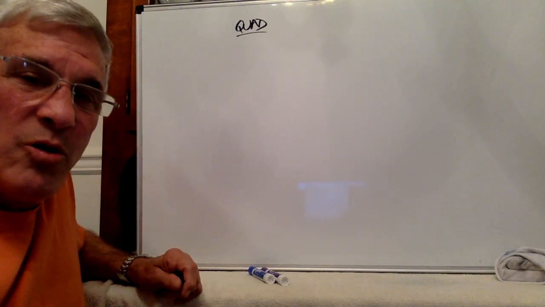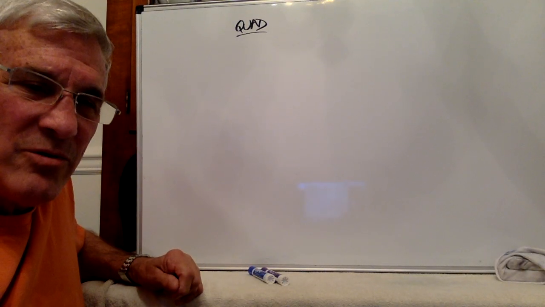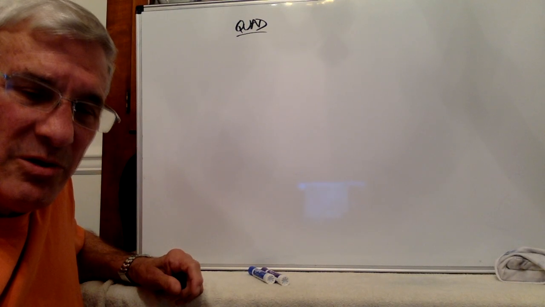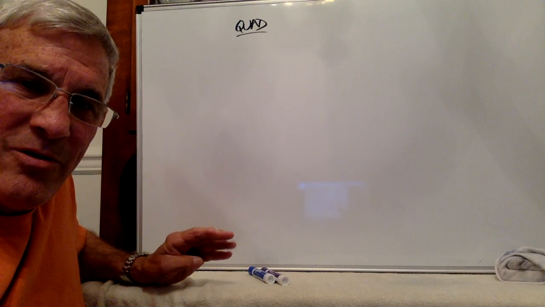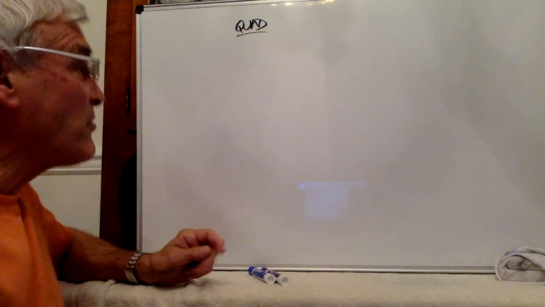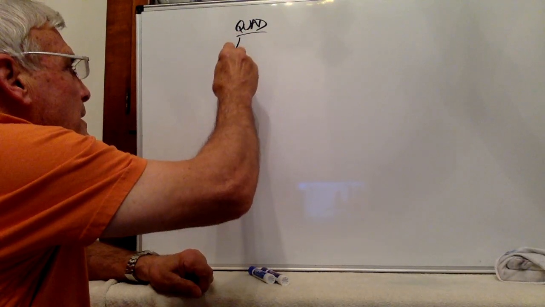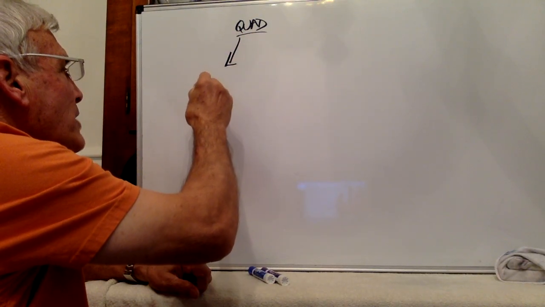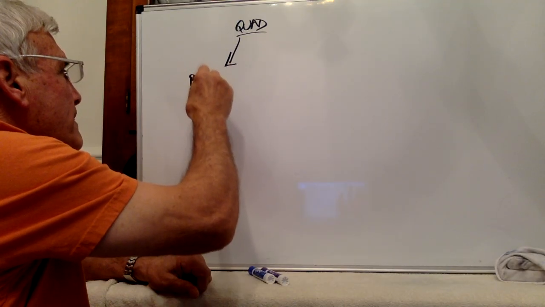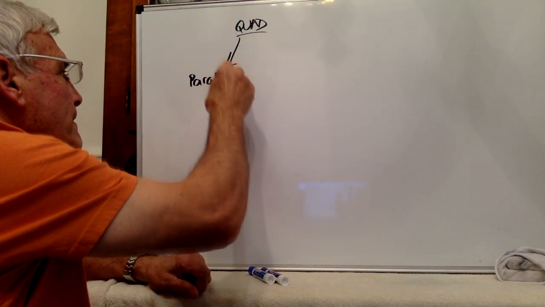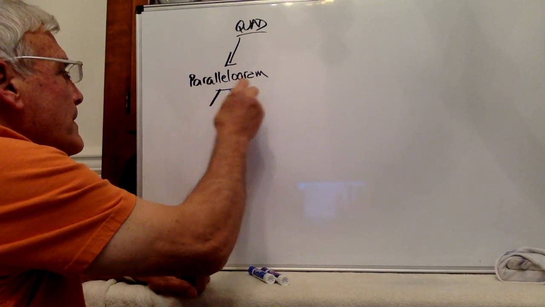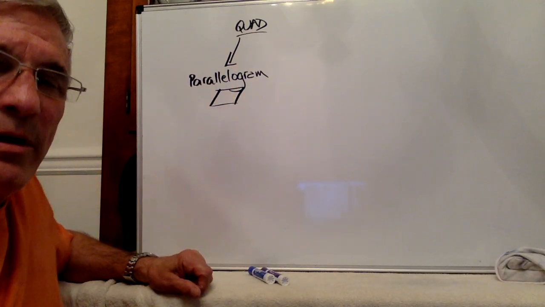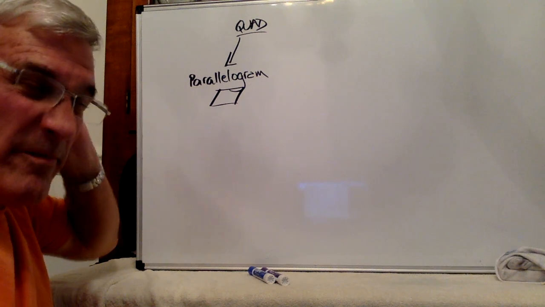All right, we started quadrilaterals. A quadrilateral is a polygon, a closed figure with four sides. And then there are lots of different quadrilaterals that we're going to talk about. The first one is a parallelogram. And never write the word parallelogram, just draw a little parallelogram.